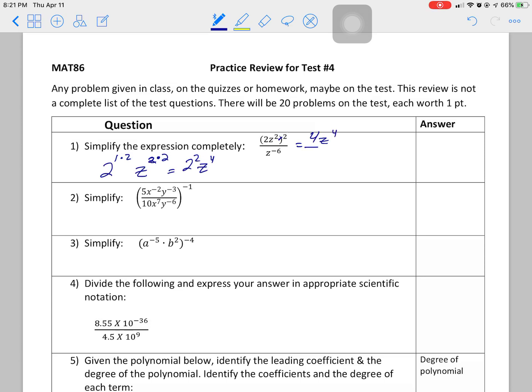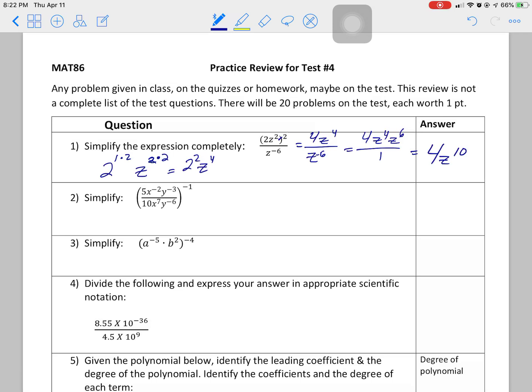All right, I didn't do anything with this negative 6. What should I do with the negative 6? I should bring it up. So 4z to the 4, z to the 6 comes up here, right? So our final answer is 4, z to the what? 10. Done. Don't put it over 1.